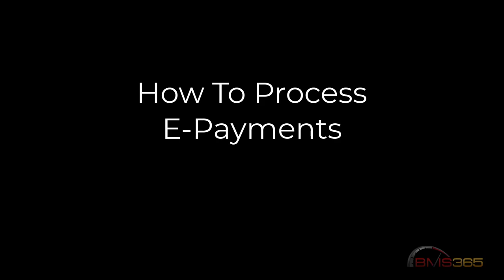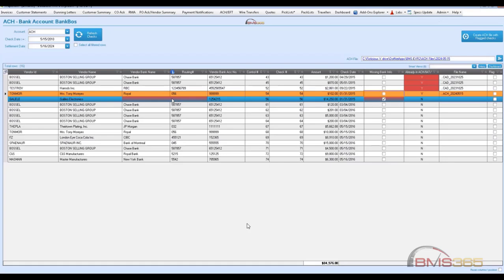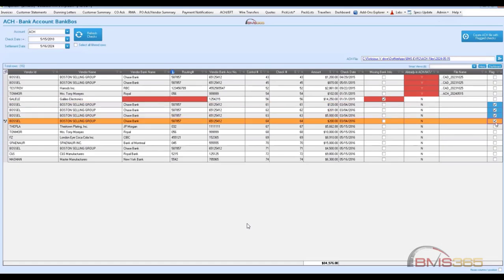Let's now check how to process e-payments. The ACH module integrates seamlessly with Visual's payment scheduling and check-run functionalities. Here is how the process works. Generate payments as usual in Visual. Review the payments in the ACH app to ensure all necessary details are included, and create the ACH file by selecting the payments and clicking the Create File button. If any payment is missing information, the app will flag it, requiring you to update the vendor's banking details in Visual before proceeding. For reference, each payment is stamped with the ACH file it was included in.